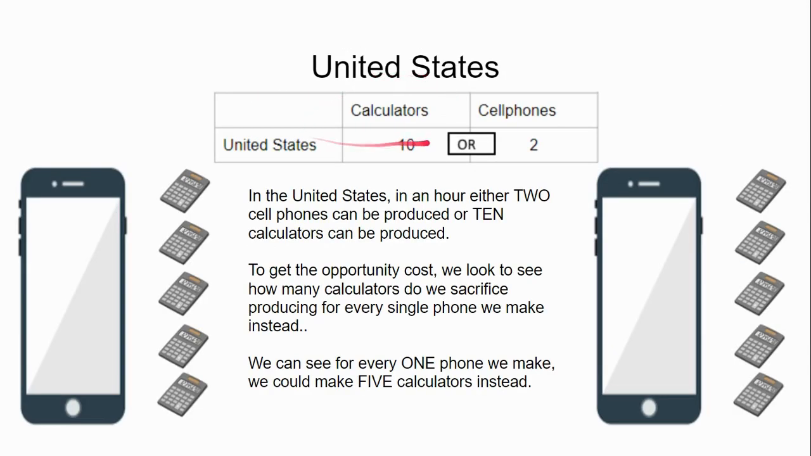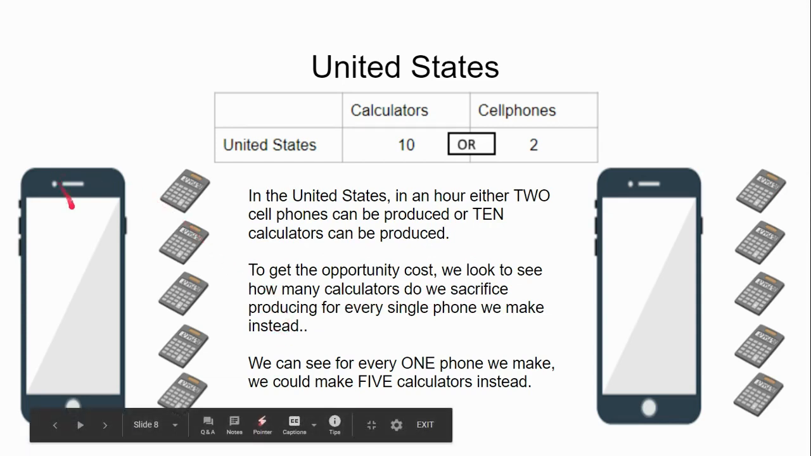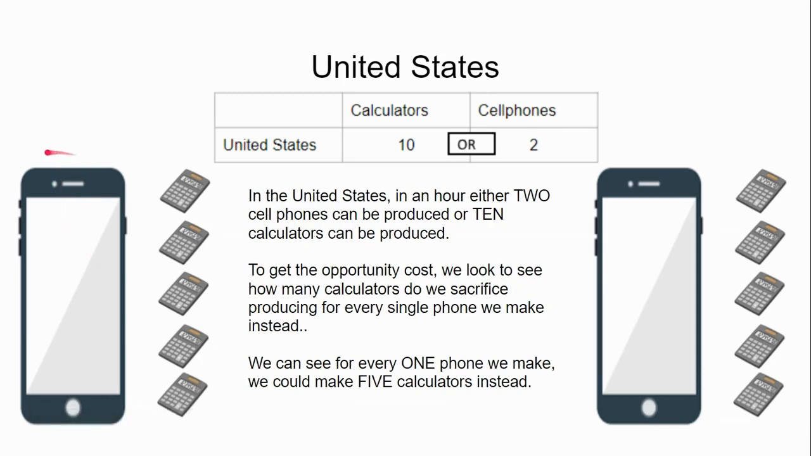The United States, their chart shows that in an hour they can make 10 calculators. So here's five, and here's five more, or two cell phones. Here's one cell phone, and here's another. So in the United States, in an hour, either two cell phones can be produced, one, two, or 10 calculators, 5, 10. To get the opportunity cost, we look to see how many calculators we sacrifice producing for every single cell phone we make instead. So we can see that for every one cell phone we make, I gave up the opportunity to make 5 calculators.